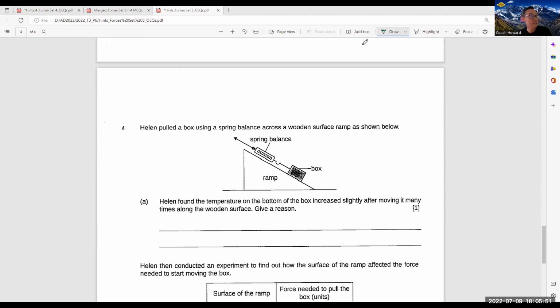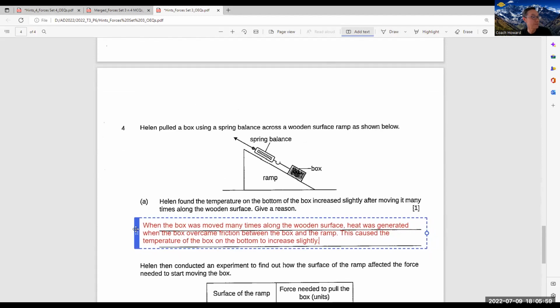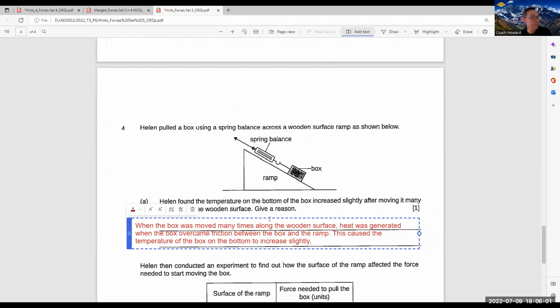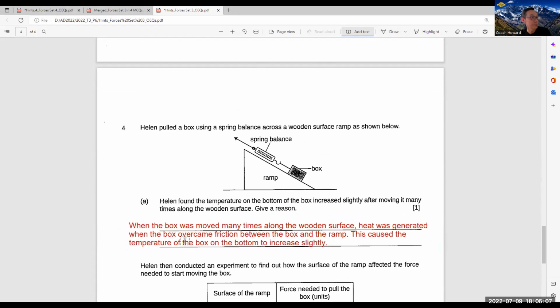Okay, temperature, because as you know, friction produces heat, right? So when the box is moved many times along the wooden surface, heat was produced. Heat was generated when the box overcame the friction between the box and the ramp. This caused the temperature of the box at the bottom to increase.